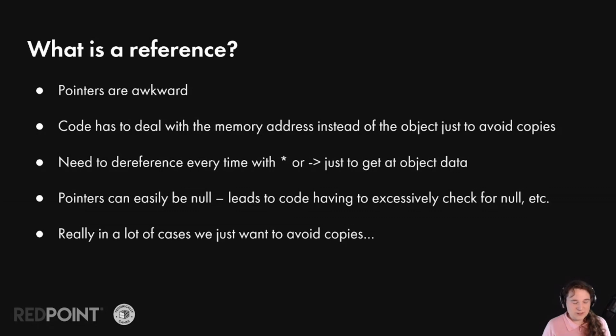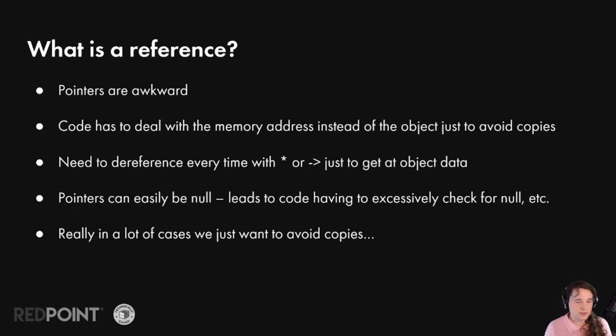So what is a reference? Bear with me. Pointers are kind of awkward because the code has to deal with the memory address instead of just the actual thing you want to use, just to avoid copies, right? And then every time you want to get at the object data, you have to dereference it, either with the leading star or with the arrow to access the member of a thing that is being pointed to.